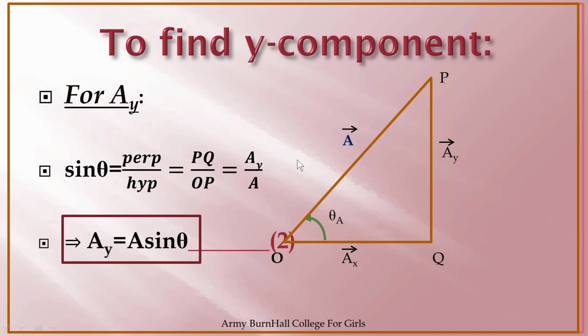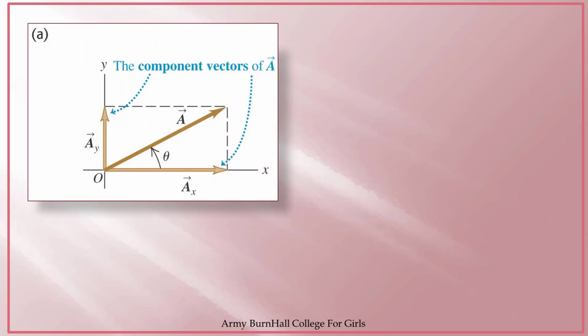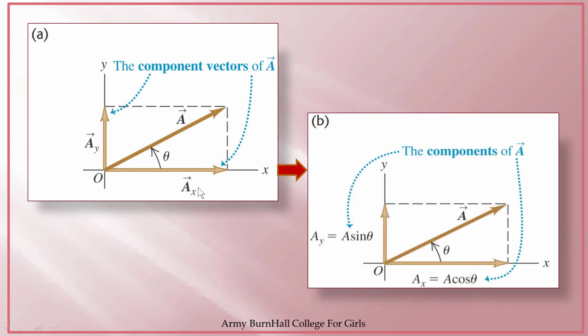So we have now calculated the horizontal and vertical components of the vector. Ax is equal to A cos theta and Ay is equal to A sin theta. Now the figure which we have drawn, vector A resolved into its horizontal and vertical components Ax and Ay, can now be drawn as this: Ay is equal to A sin theta and Ax is equal to A cos theta. So these are the components of A.